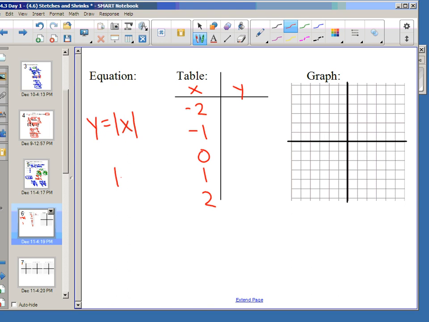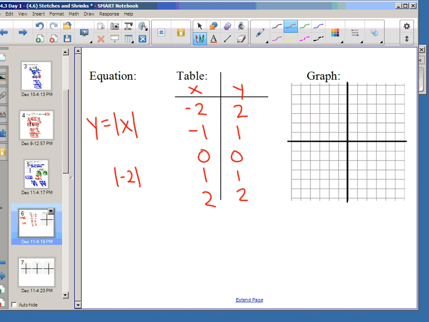So the absolute value of -2. So again, we can't have positives. So how far away from 0 is -2? And it's 2 units away. Same thing for -1. The absolute value of -1 is 1 unit away from 0. So our y value should be 1. Absolute value of 0 is 0. Absolute value of 1 is 1. And the absolute value of 2 is 2.